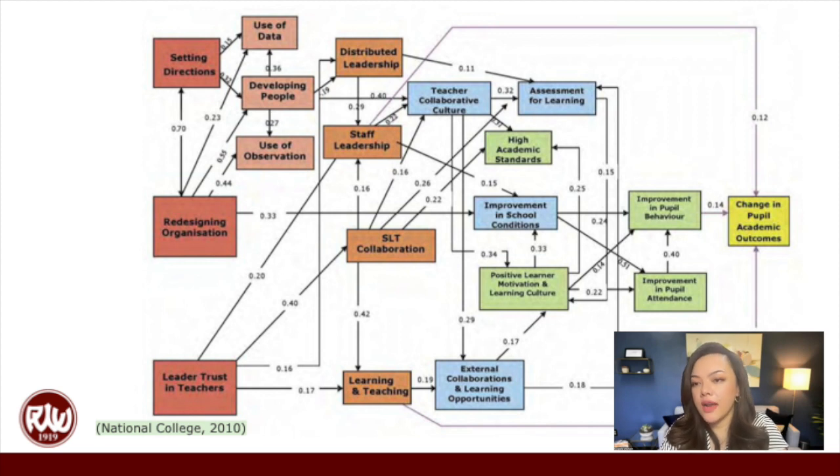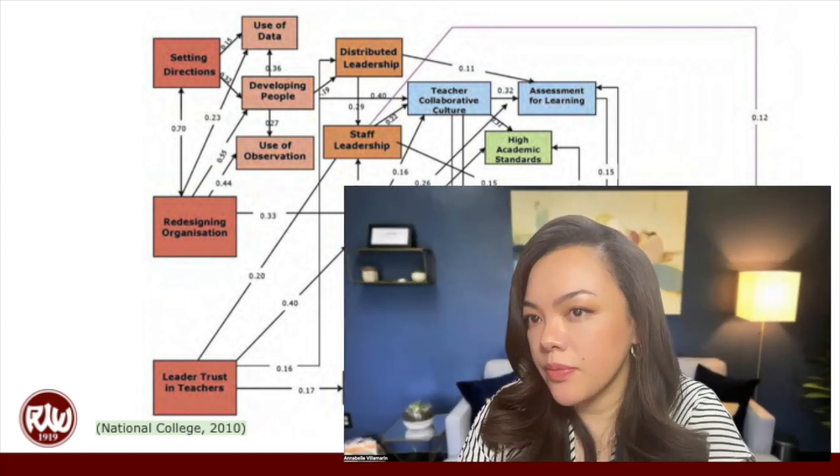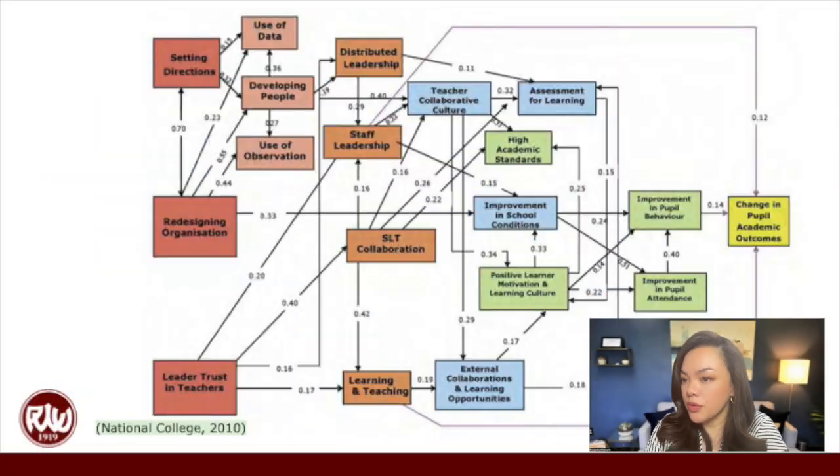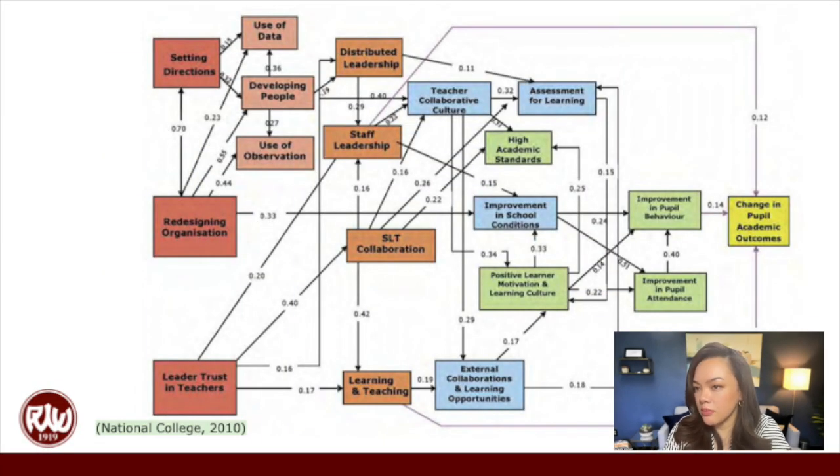And I noticed here that as per this visual, setting direction seems to be a common skill that we need to have as a leader. And you have here a visual that represents how impactful that is to the use of data, developing people, and use of observation, and how that is contributing to what we call the distributed leadership framework at our schools. It's also very much connected to staff leadership, and eventually it is very much connected to improvement in people attendance or improvement in people behavior, and definitely change in people academic outcomes.